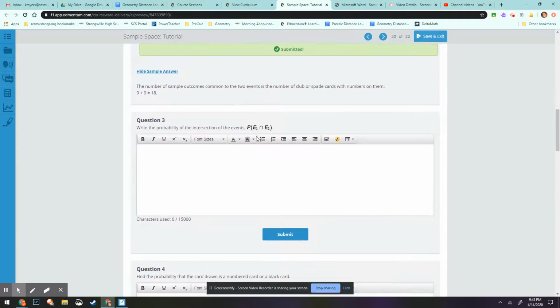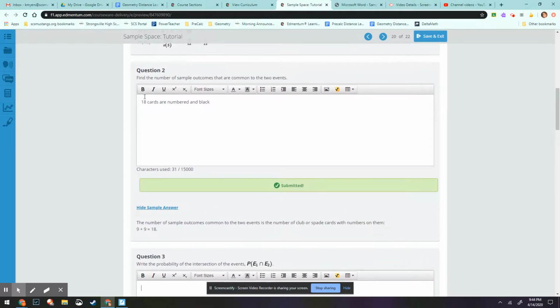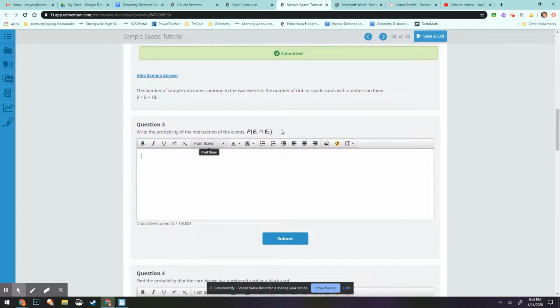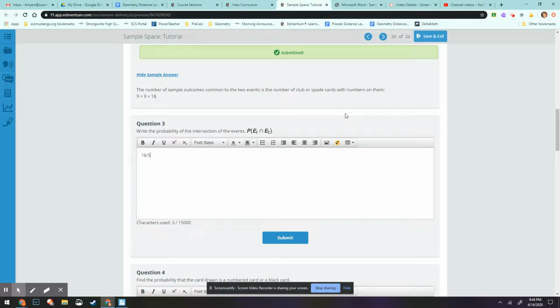Find the probability of the intersection of these two events. So the intersection is this right here. There are 18 cards that are both. So it'd be 18 divided by 52, which is 9 out of 26.